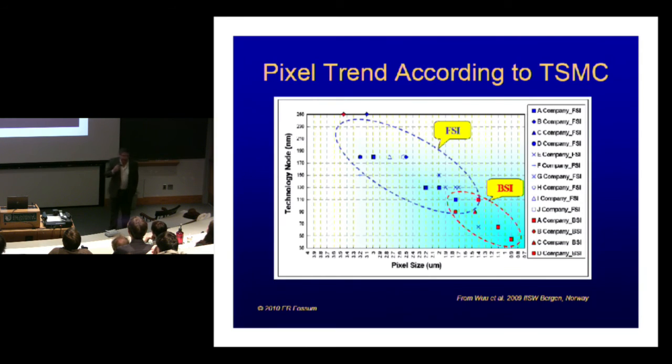According to the Taiwan Semiconductor Manufacturing Corporation, which is probably the world's largest foundry, making silicon wafers for a lot of companies, this is what they think the trend will be. This is pixel size from 4 microns down to 0.7 microns. They think that in this pixel size range, from about 1.4 microns and up, is the conventional front-side illumination technology. And now just coming on the marketplace in real products today is backside illumination, starting somewhere in this range. Typical values are 1.4 microns or 1.1 microns or even 0.9 microns. Well, these pixels are getting really small.